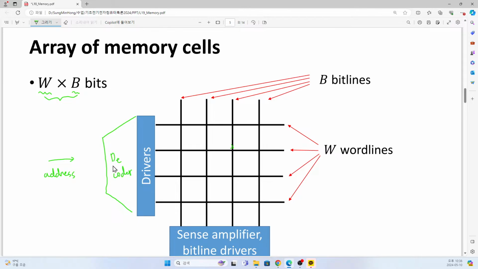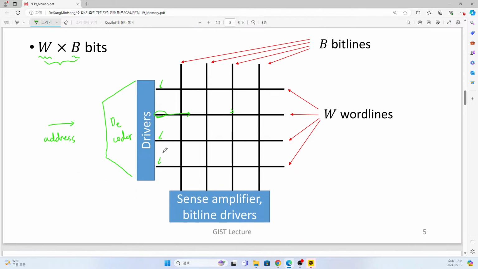Then by using this decoder, only one word line is selected. Selected means that its voltage is getting higher, and all others are just set as 0. So that is the typical way we select one thing: word line, select word line.